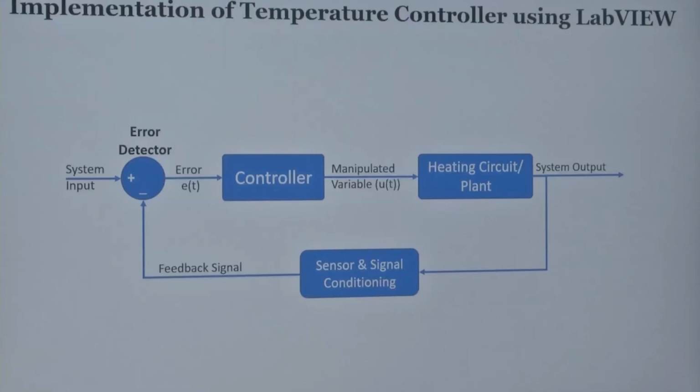This is a general way of understanding a closed loop system and the block diagram representation of a closed loop control system. But as we have already seen in the hardware part, we realized a P controller, on-off controller and PID controller using operational amplifiers.